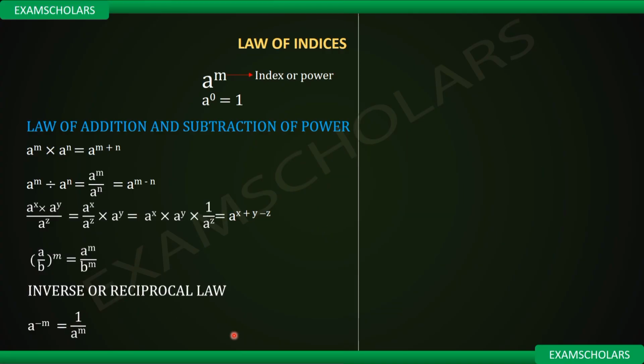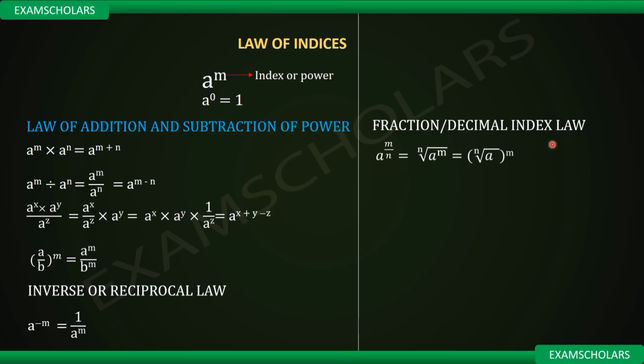Let's learn another law before we solve the next question. This law is meant for fraction and decimal index. I call it the fraction and decimal index law. So what if you have something and the power of that thing is not a whole number, it is a fraction or decimal? How do you solve it? For instance, a raised to the power m over n. Let me break it down.